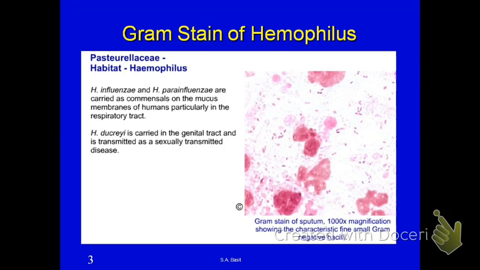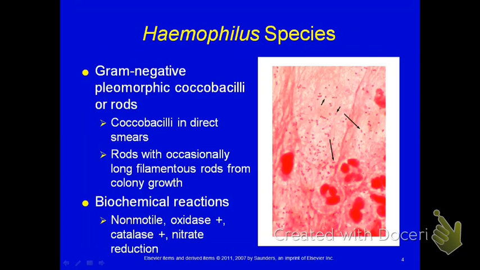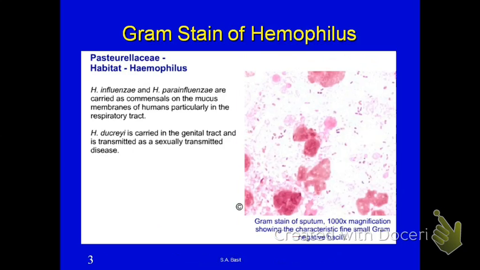So this is the gram stain of the Hemophilus. Okay, two important species of Hemophilus. We have here the Hemophilus influenzae and para-influenzae. Okay, so hope you could see the morphology of the organism. Let me go back to the previous slide. Okay, so I hope you could see the morphology of the organisms. The organisms are actually coccobacilli.